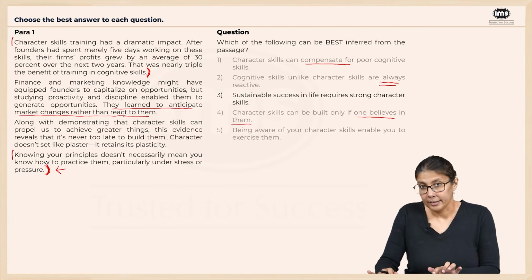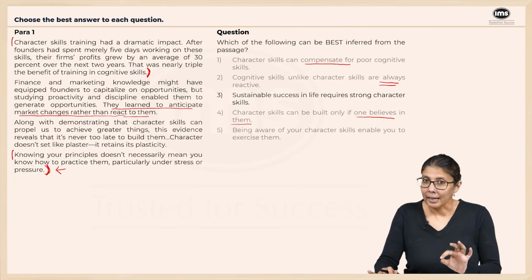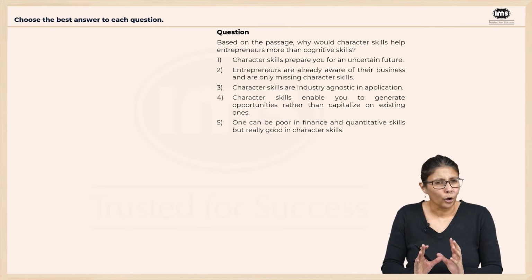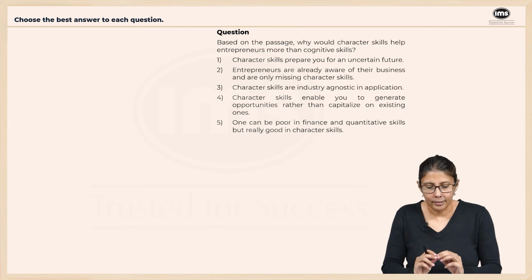So, ultimately our answer is option 3, which again is linked to the main idea of the passage that success or long-term success is related to character skills. Option 3 is definitely the right choice. Now, this question I thought was a little challenging because this requires you to read into the text a little bit more.